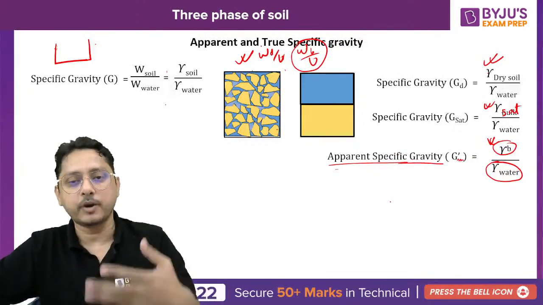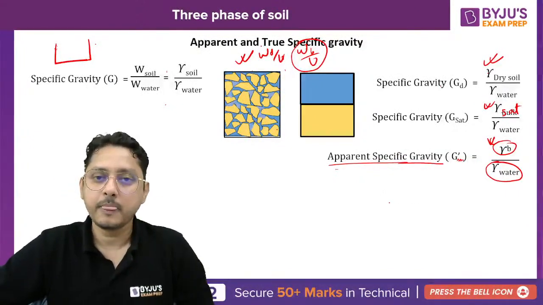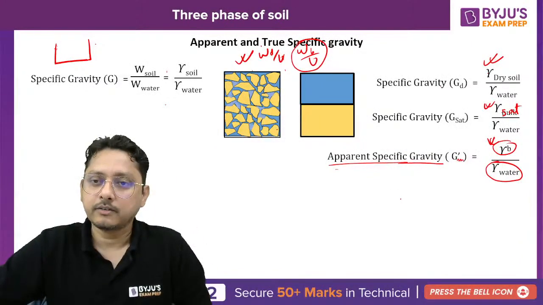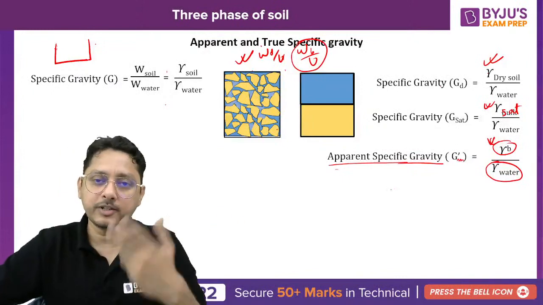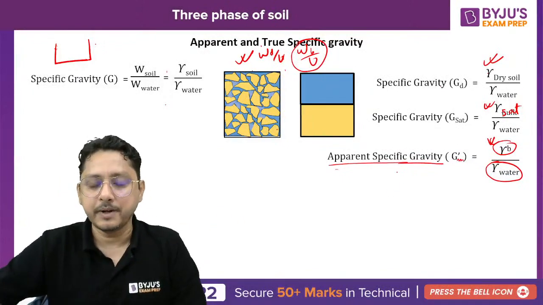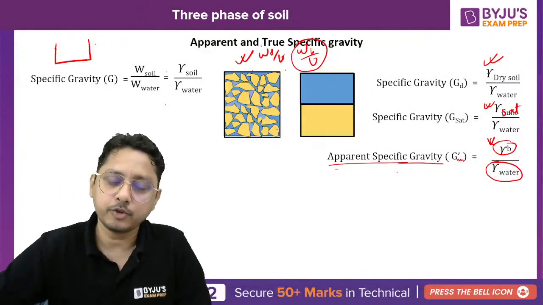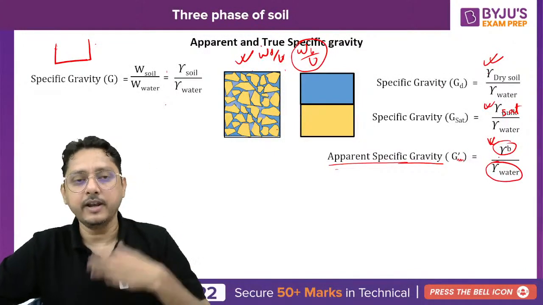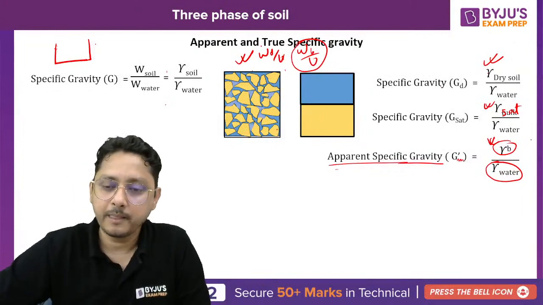Apparent specific gravity for a particular situation will be any value, so it can vary within certain limits. Whether it is dry or saturated, or in between, depending on the percentage of void filled with water, you will get a different specific gravity. So that apparent specific gravity we define as gamma of bulk by gamma of water.